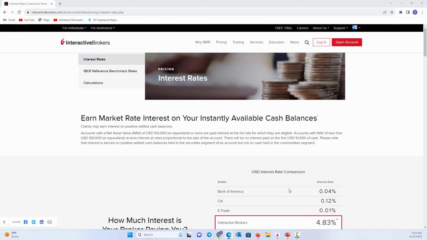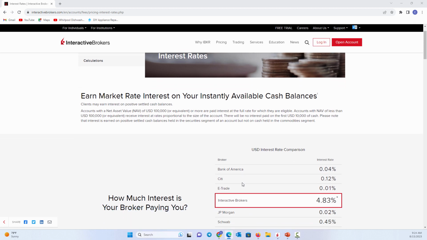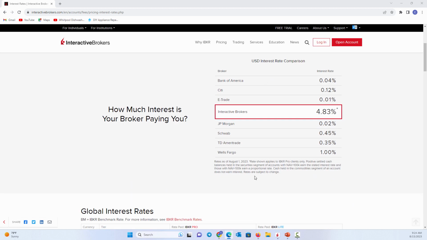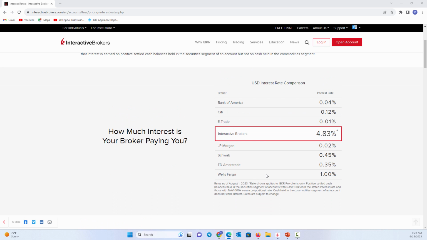All right, so Interactive Brokers interest rates. This is an interesting topic, where most of your capital sitting at your broker is not earning anything. Some of them will pay you a little. You can see Wells Fargo will pay you 1%. And these are rates shown to IBKR Pro clients. If you're in the IBKR Lite, this does not apply.